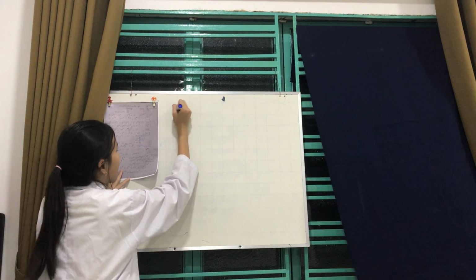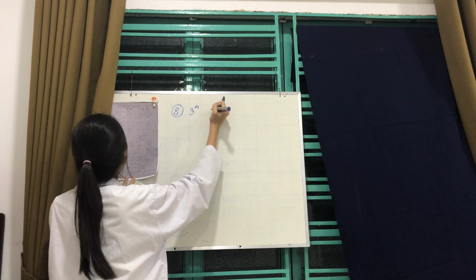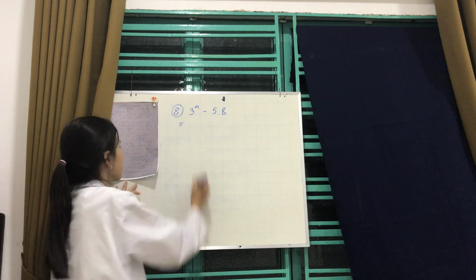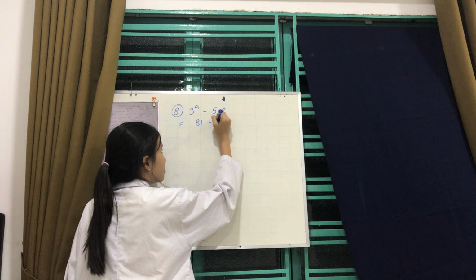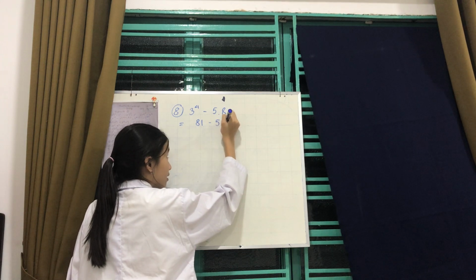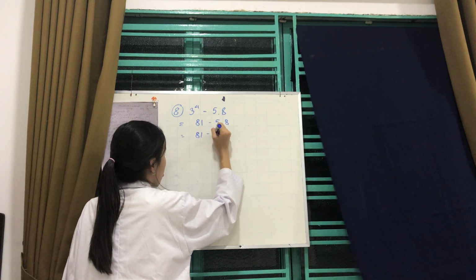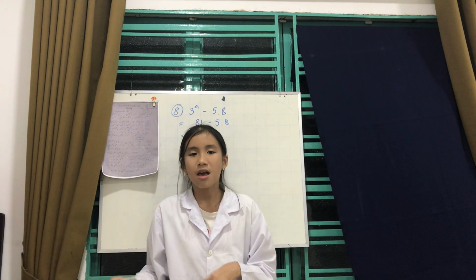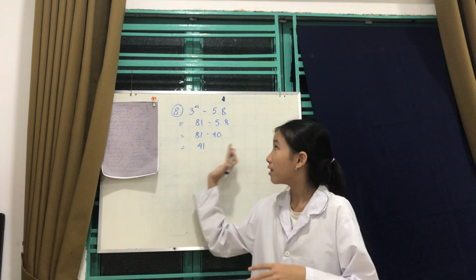Now, problem number 8 is 3 to the power of 4 minus 5 times 8. This will equal 81 minus 5 times 8, which will equal 81 minus 40 equals 41. Now, why haven't I used any property for that? The reason is I can't seem to find any relating patterns or trends in this problem.